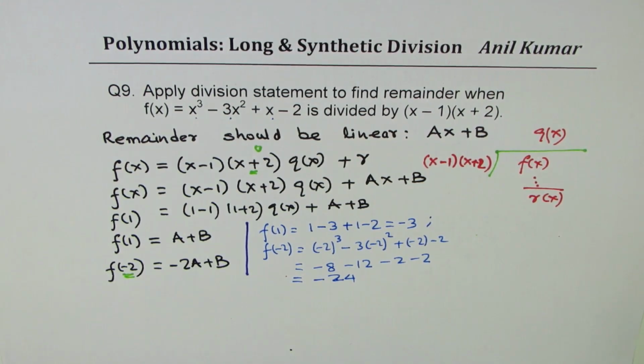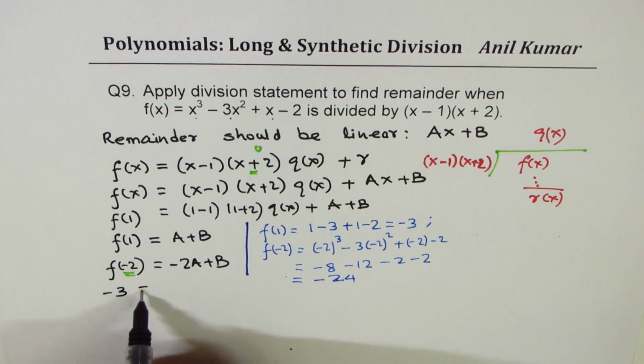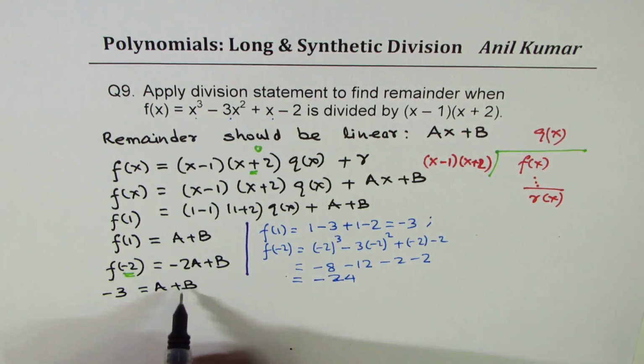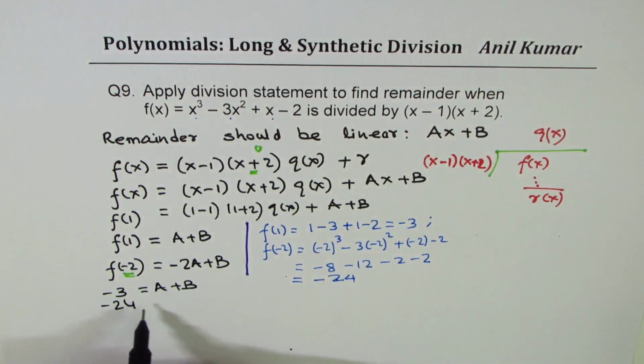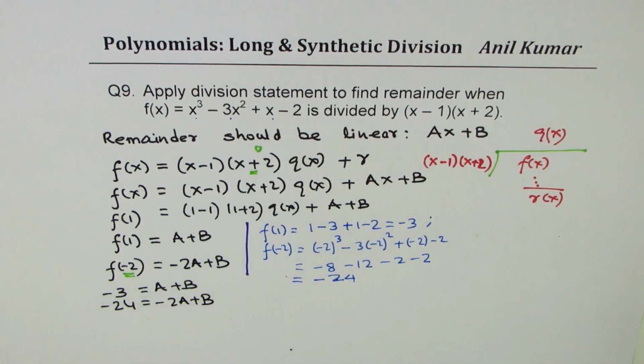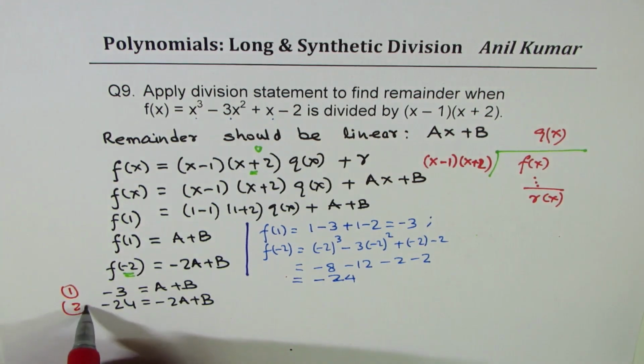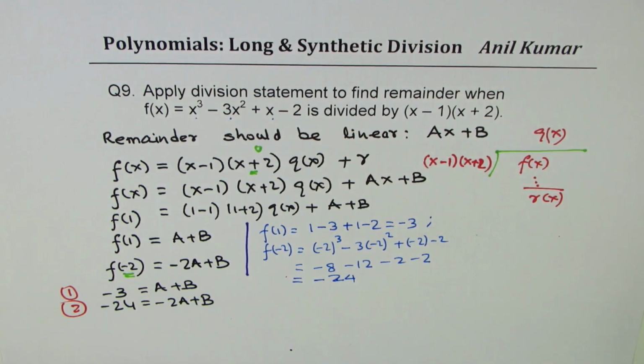So we know what f of 1 and f of minus 2 are. Substituting these values, we could write minus 3 equals a plus b, and minus 24 equals minus 2a plus b. So we have two equations to work with. Let's call them equation 1 and 2. So how can we find a and b from them?